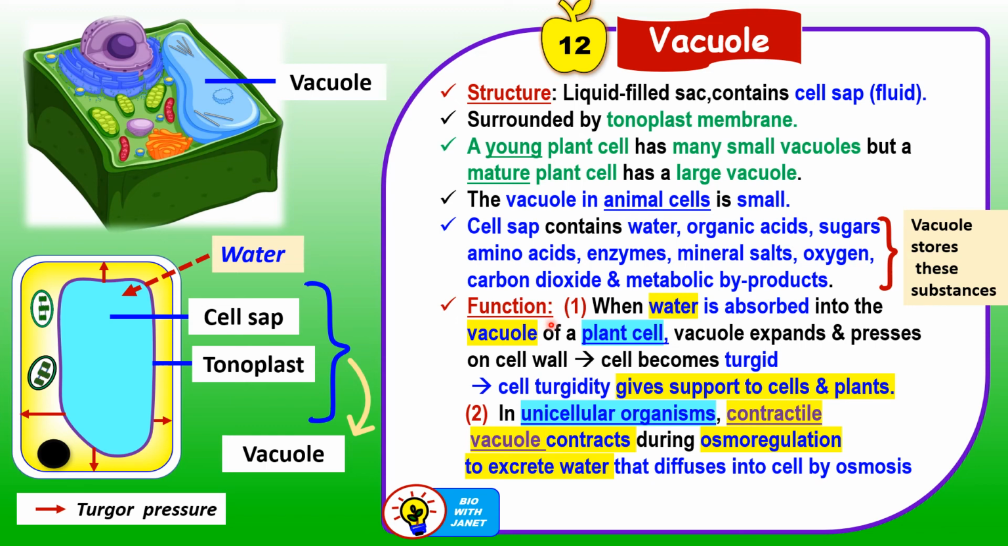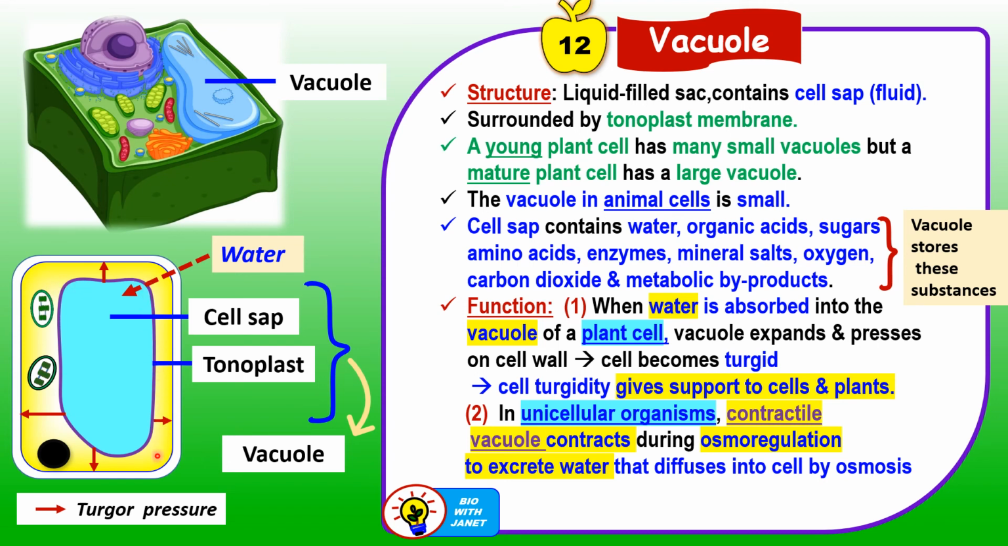So for plant cells, when water is absorbed into the vacuole from the external environment, the vacuole will expand and then it will press against the cell wall of the cell. So this causes turgor pressure to occur, which is the pressure of the vacuole on the cell walls. And this makes the cell become turgid, that means firm and hard. So it will give support to the whole cell.